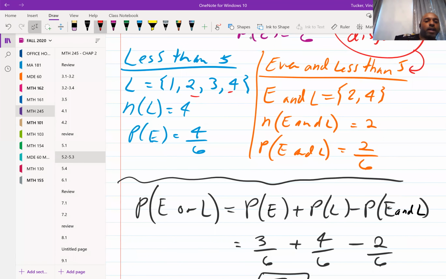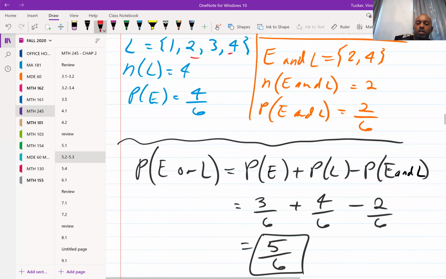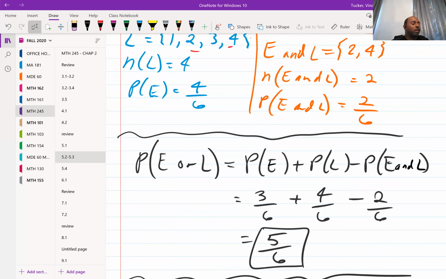And so that brings us down here to this formula. And that's this piece right here, subtracting what they have in common. And that'll give us a 5 out of 6 chance of getting a number that's even or less than 5. All right. Any questions? Any questions?